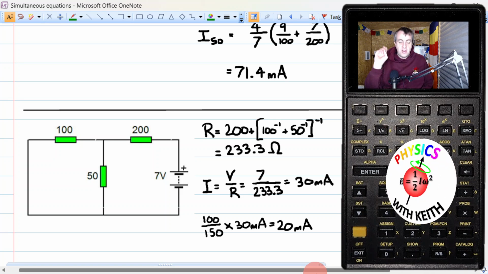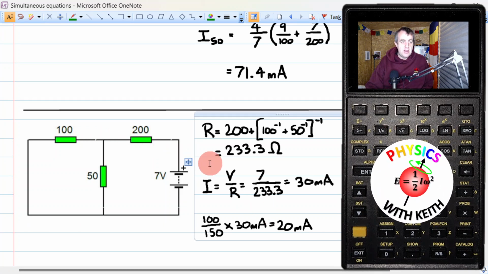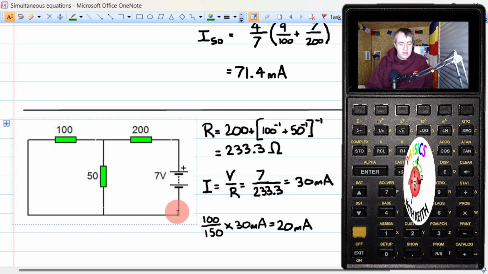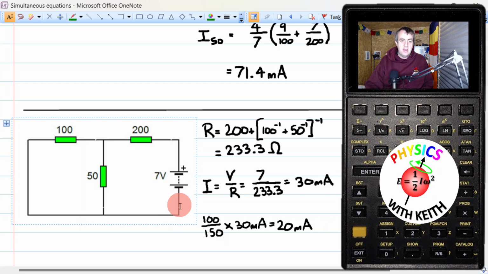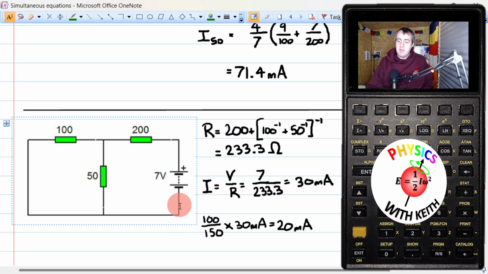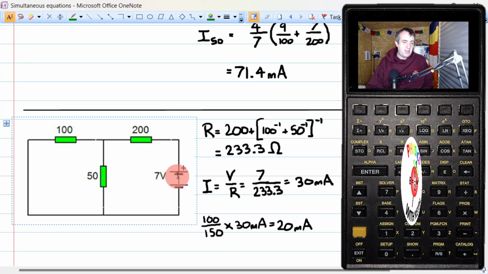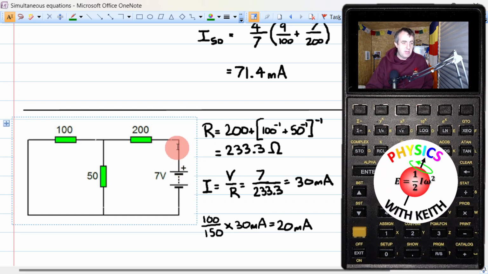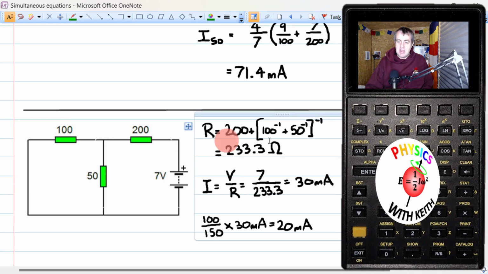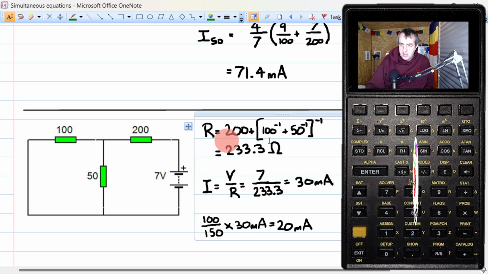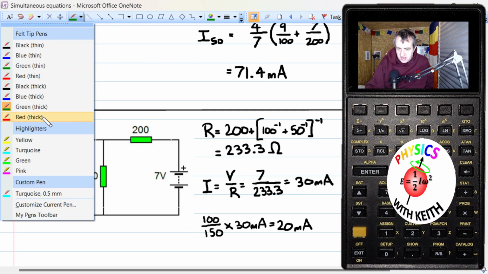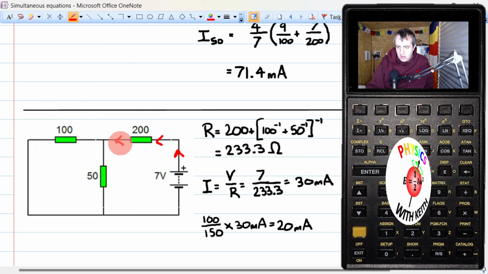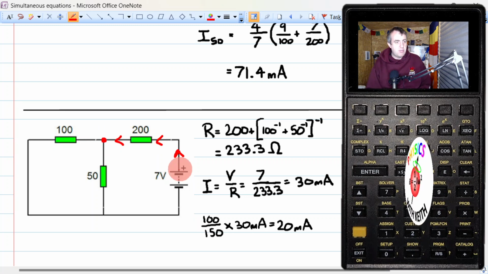So that's the equivalent resistance between this point on the circuit here and this point down here, between those 2 points. But with a 7-volt supply, that means we've got 30 milliamps passing through the supply. V equals IR rearranged to make I the subject. So that's 30 milliamps passing through the supply, passing through here, through here, through here, and there's a branch.